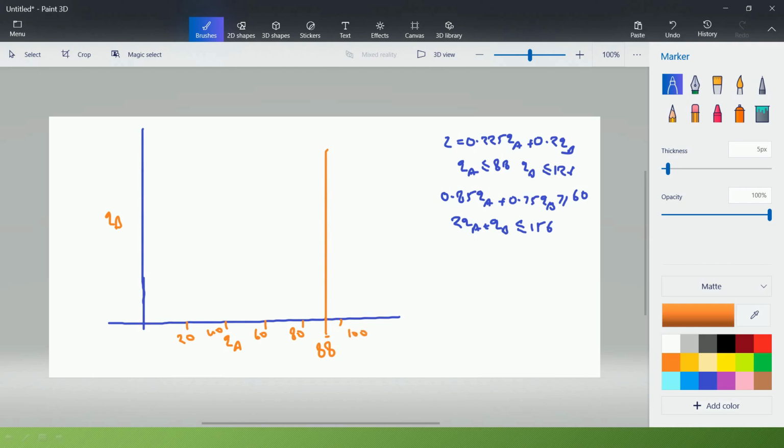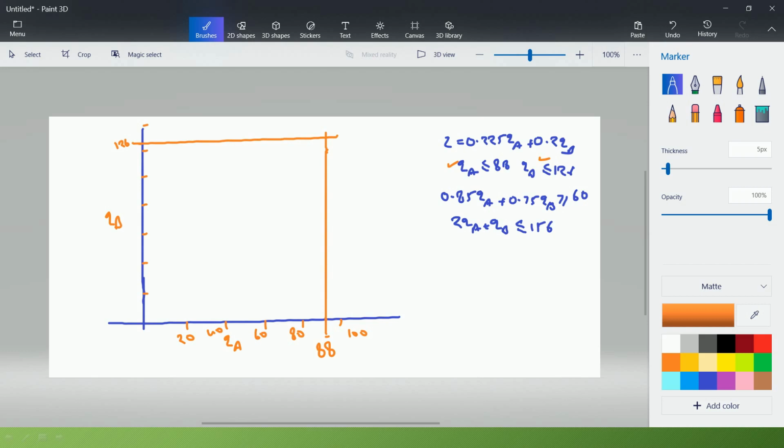And QB should be less than or equal to 126. 20, 40, 60, 80, 100, 120 and 140. So somewhere here we will have 126. This is done and this is done.